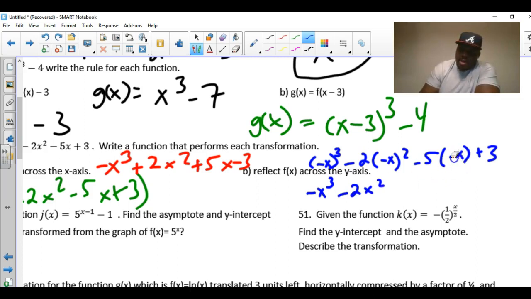Right here, you have a negative x times a negative 5. Well, negative times negative is positive, so plus 5x. And then again, that's just 3. So plus 3. There's no x here that you had to reflect. So there we go, guys. There's our actual polynomial. Our function that reflects across the y-axis.